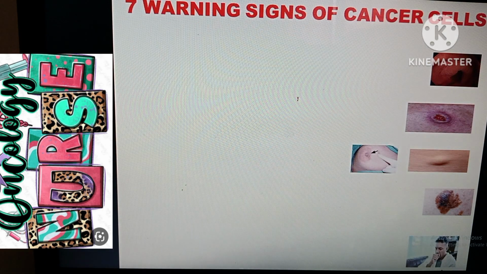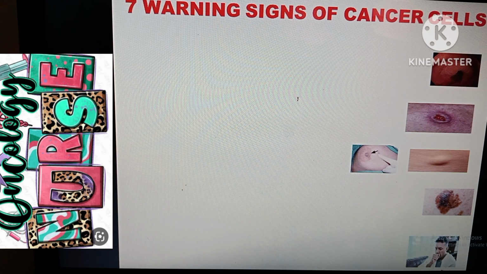So what are the 7 warning signs of cancer cell? What's the meaning of warning signs? It is a type of sign that indicates it needs special attention. So immediately approach the doctor. So it warns the client.